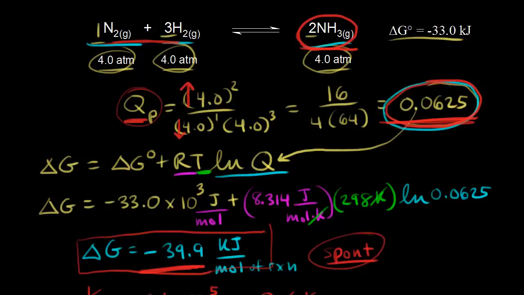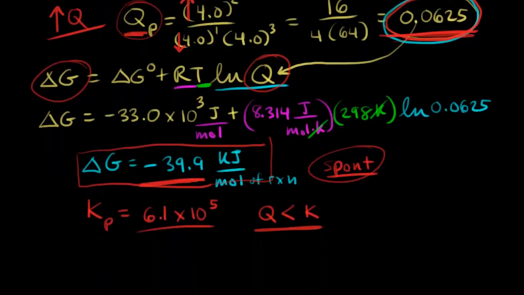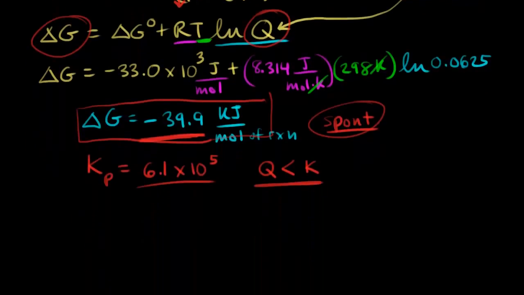If you think about that, an increase in the numerator and a decrease in the denominator means that as the reaction moves to the right to make more products, Q should increase. So as Q increases, what happens to delta G? Let's think about that next. If we get an increase in Q, what happens to the change in free energy?